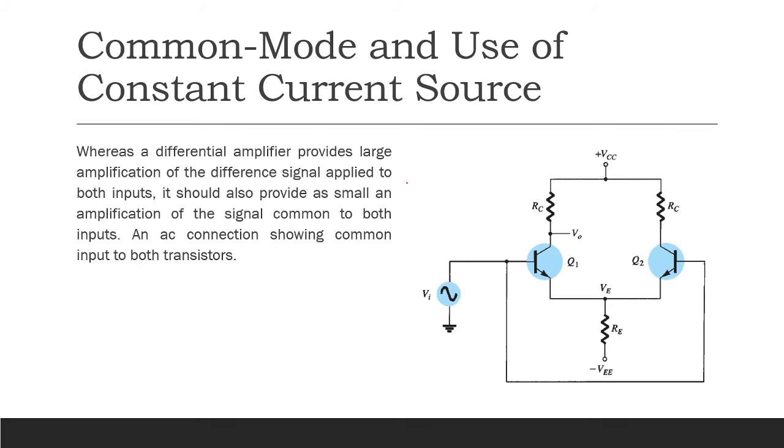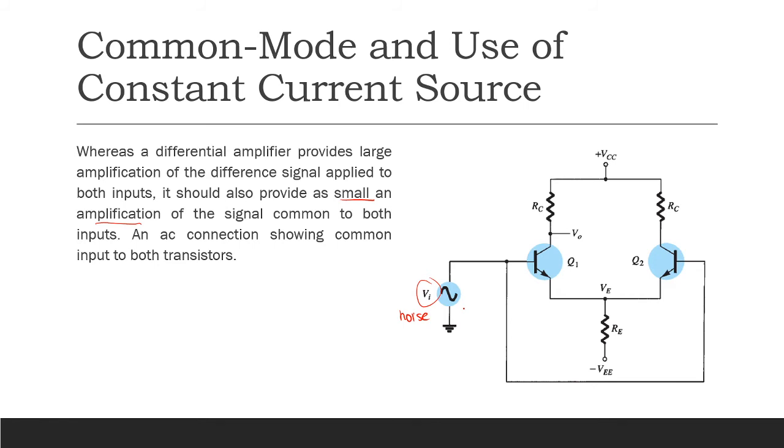So, common mode muna yung pag-usapan natin. Whereas a differential amplifier provides large amplification of the different signal applied to the both inputs, it should also provide a small amplification of signal common to both inputs. So, ito yon. Assume natin, class, that this is your common mode signal. And yung common mode signal na to, sabihin natin noise yan. Siyempre, kung noise yan, papasok yan sa lahat ng pwedeng pasukan. So, papasok yan sa both inputs mo.